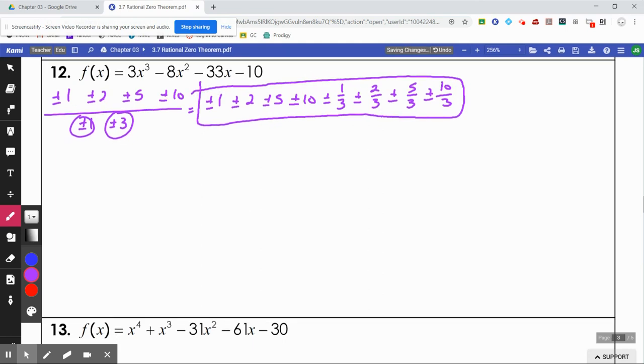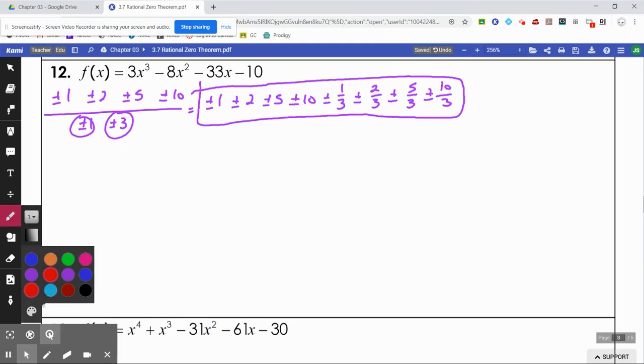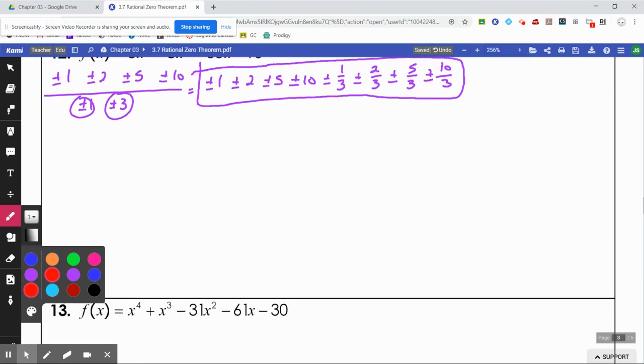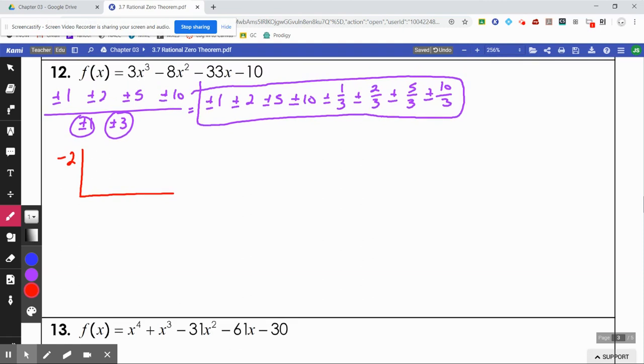Let's try to find one that works. We will try a negative 2 to begin with. Our coefficients are 3, negative 8, negative 33, and negative 10. Bring down your 3, multiply, gives you negative 14, multiply gives you 28, that's a negative 5, which will give you 10, 0, that is a root.